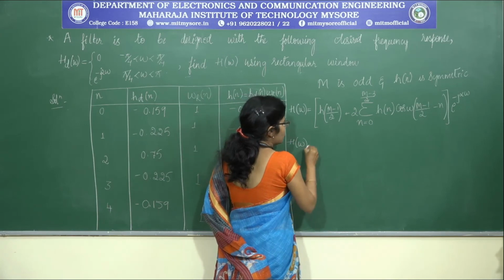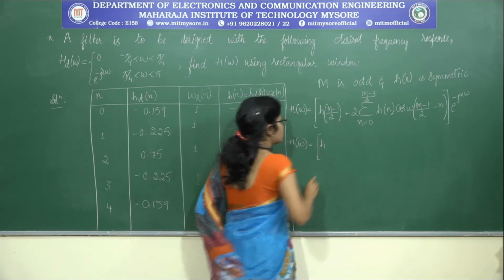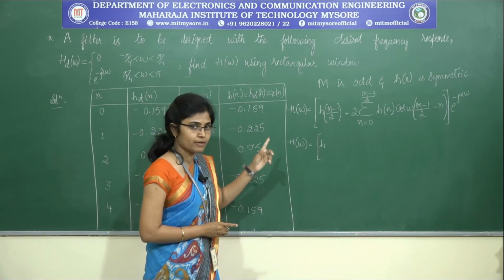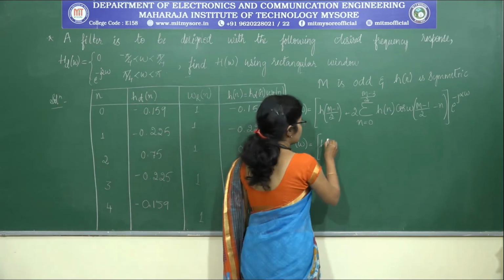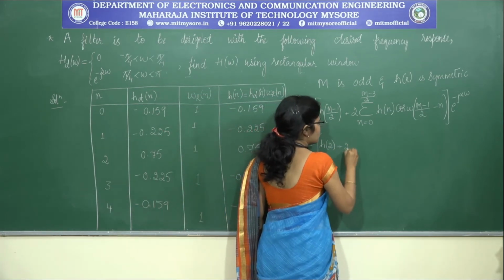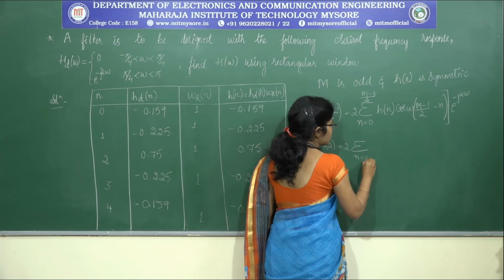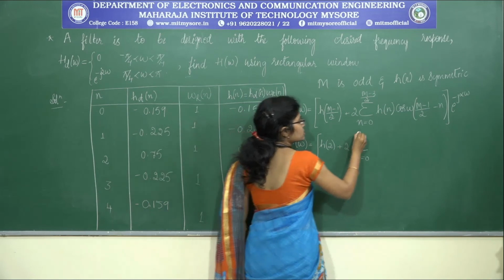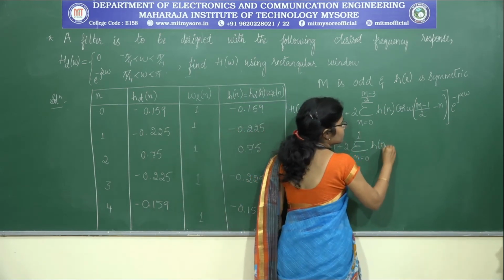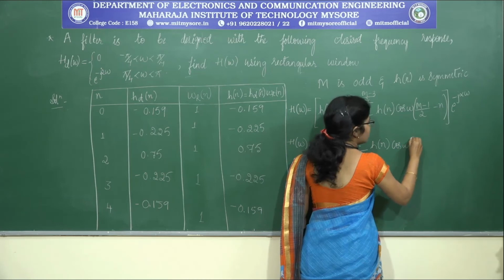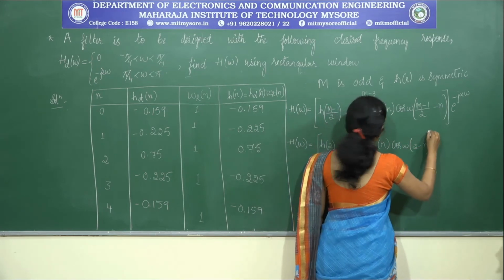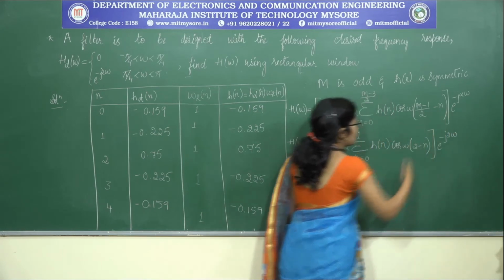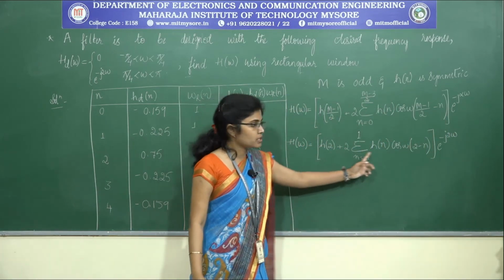Therefore, h of omega will be equal to h of, so the value of m is 5. So, 5 minus 1 is 4, 4 by 2 is 2, plus 2 into summation n ranging from 0 to 5 minus 3 is 2, 2 by 2 is 1, h of n into cos omega (2 minus n) into e power minus j 2 omega. The value of alpha is 2. Now let us expand the summation.